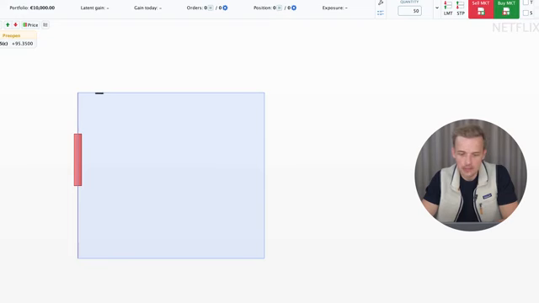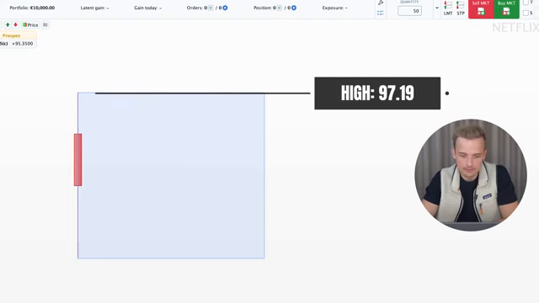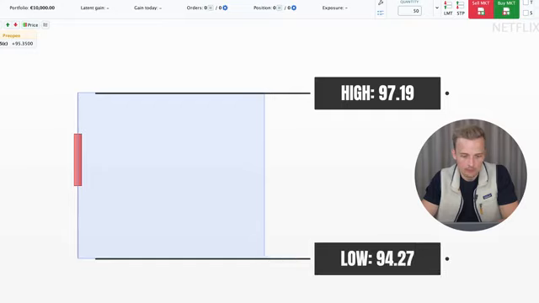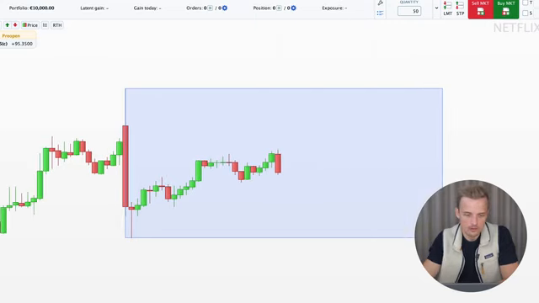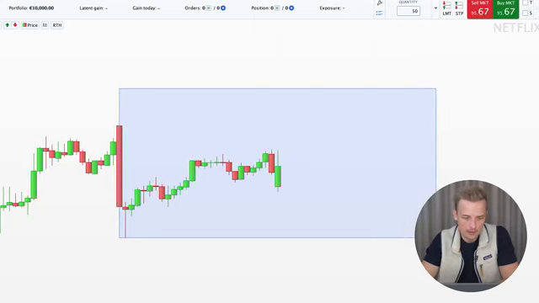So that's step 1. Again, we are on Netflix. So the high level is 97.19. The low level is at 94.27. Let's go to the 15-minute time frame and let's wait for the market open. Okay, here we go. We opened around the middle of yesterday's range and we are going up and then down.